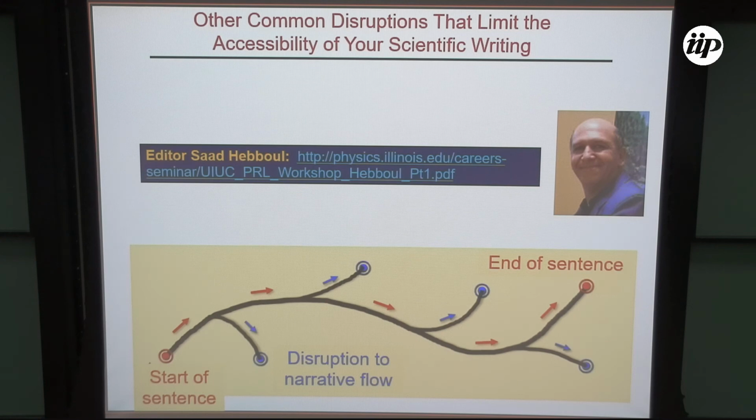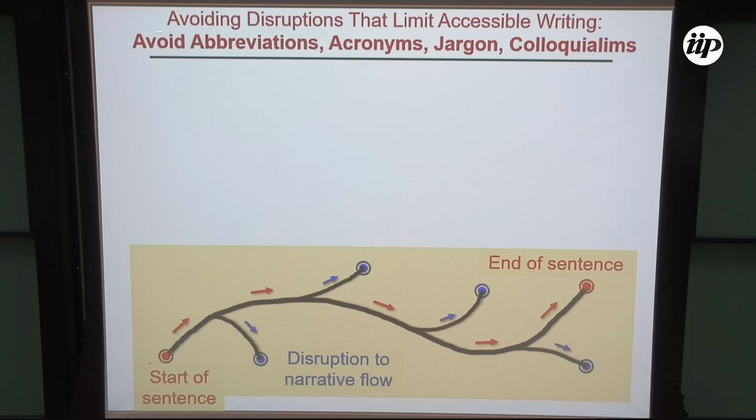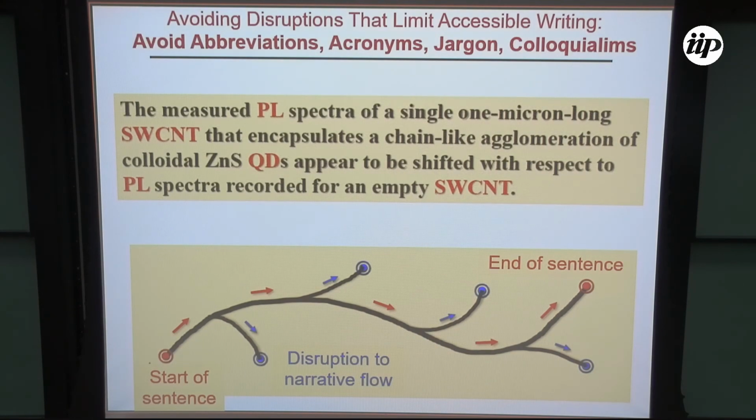So there are many, many of these, and I don't want to go into all of them, but some of the most common are the following. Avoid abbreviations, avoid acronyms, avoid jargon. These are terms that you know in your field, but outside the field nobody knows what they are. Avoid colloquial phrases. So here's the example that SOD used. So the measured PL spectra of a single 1 micron long SWCNT that encapsulates a chain-like agglomeration of colloidal ZnS QDs appear to be shifted with respect to PL spectra recorded from an empty SWCNT.